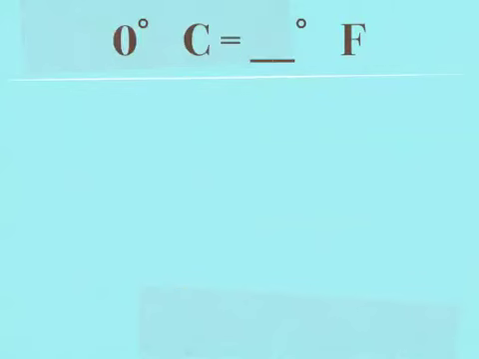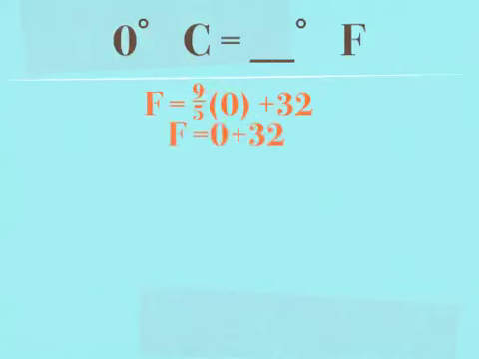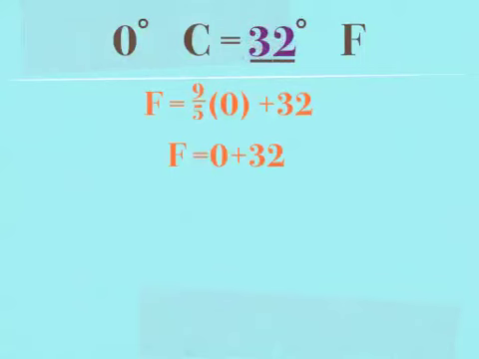The next example, we're given that we have 0 degrees Celsius and we want to find what it would equal if we were going to convert it to degrees Fahrenheit. I'm going to plug in 0 for C. When you go to multiply 9/5 times 0, we know that anything times 0 is 0, so I just have 0 plus 32. So if you have 0 degrees Celsius, it's going to be 32 degrees Fahrenheit.